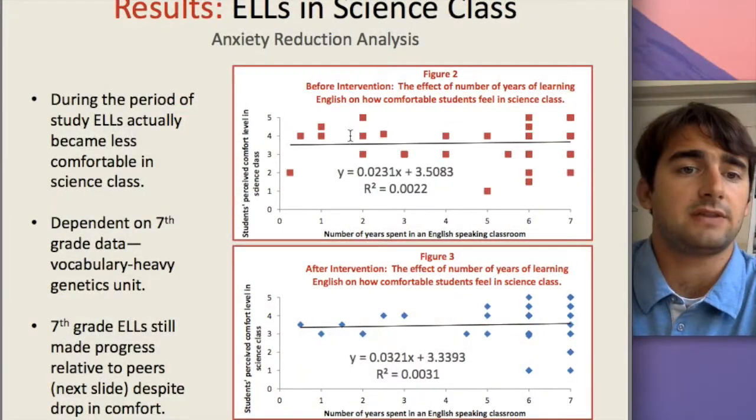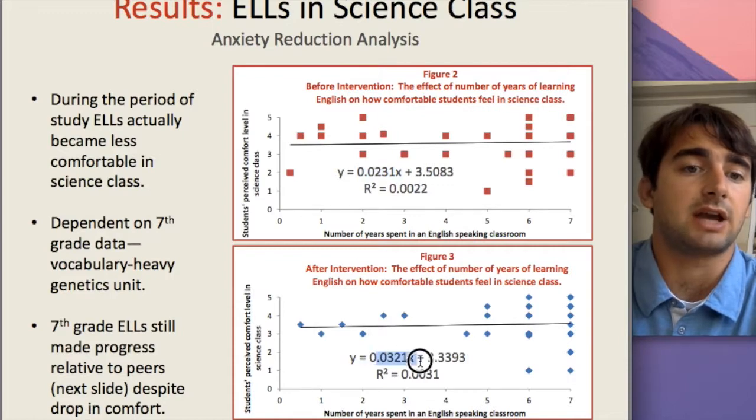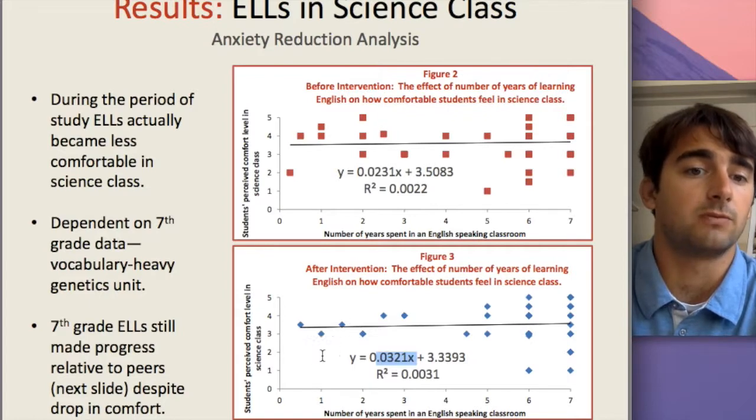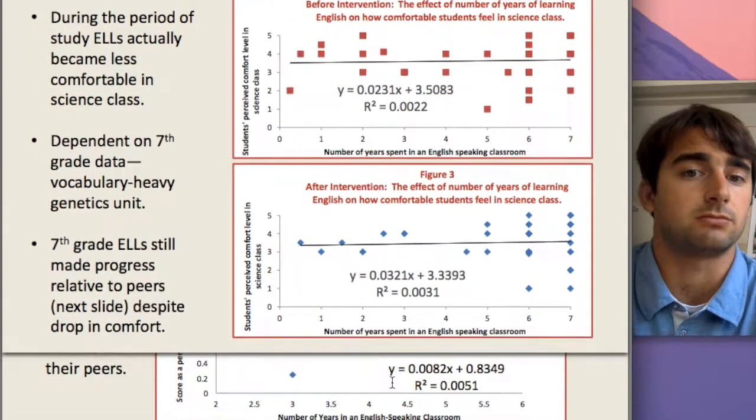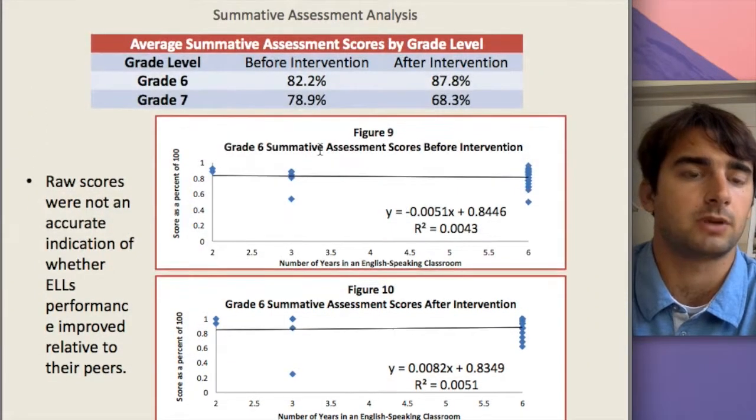When you are looking at these graphs, you can see the slope here is how I'm reading that the anxiety increased. A more positive slope indicates higher anxiety or lower comfort level for ELLs relative to their peers. So the slope actually increased, which is not what we'd hope.